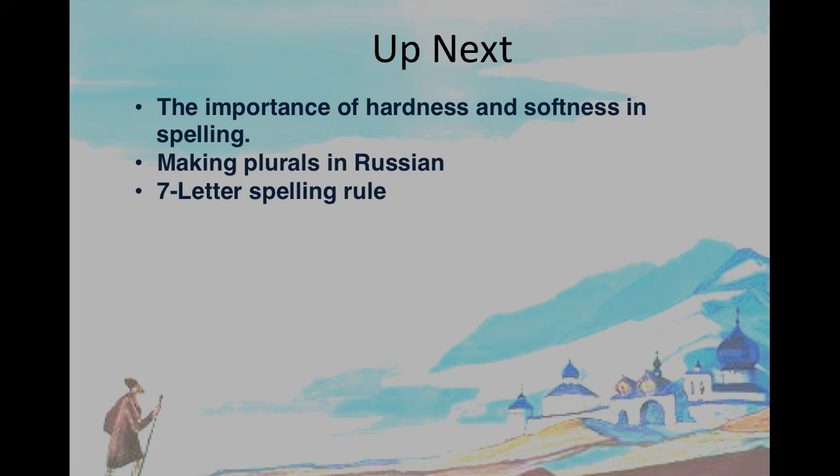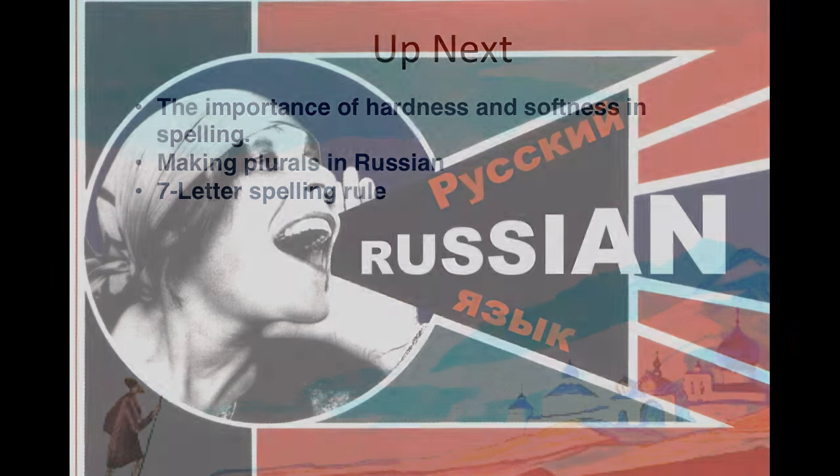The follow-up to this is going to be hardness and softness in spelling, which is going to be really important once you start putting things into plurals and cases and so on and so forth. So the next lesson will have hardness and softness in mind and teach you how to start making plurals in Russian, and we'll also teach you about the blasted seven-letter spelling rule, which can make things tricky and confuse you a little bit. But we're going to learn it in the next lesson. Thanks for being here. That's it.